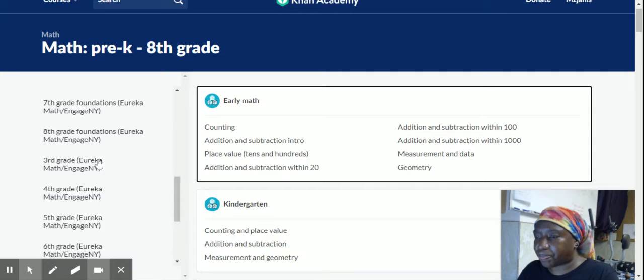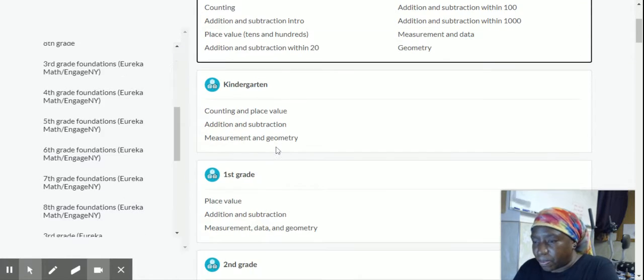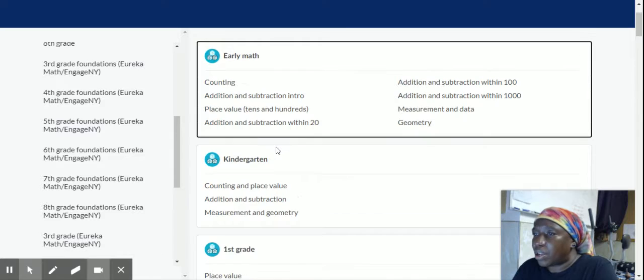All right. So you see right here, we have early math, and then there's counting, addition, and subtraction. That's the introduction to that. Place value, tens and hundreds. See, we went over that. If it's one number, those are the ones. Two numbers, those are the tens. Three numbers, those are hundreds. Four numbers, those are thousands. And then you have a comma that reads thousands. And then you see right here, even early math starts you on geometry.